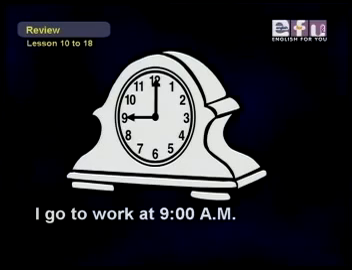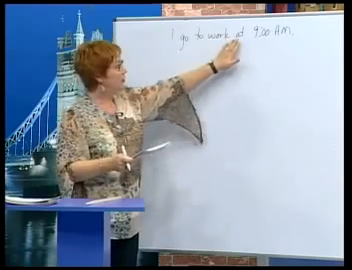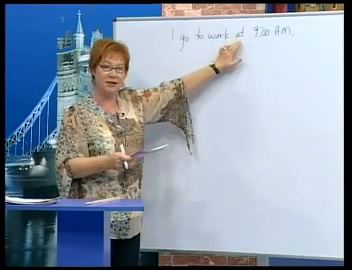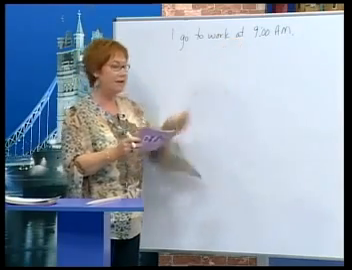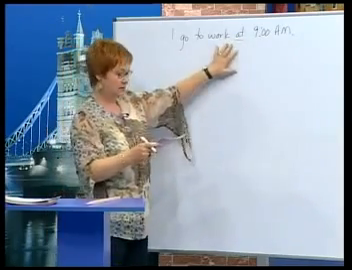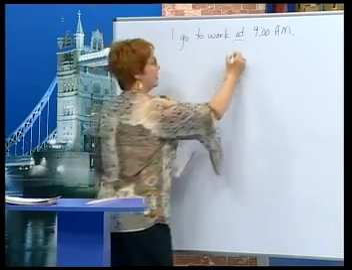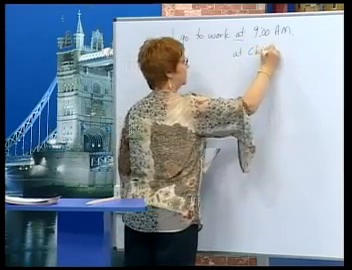Now, let's talk about more information about time. And let me write one sentence on the board. I go to work at 9 a.m. Now, we are going to talk about prepositions, little words like this. Now, we use at for times, groups of special days, like at Christmas. So we could say at Christmas.